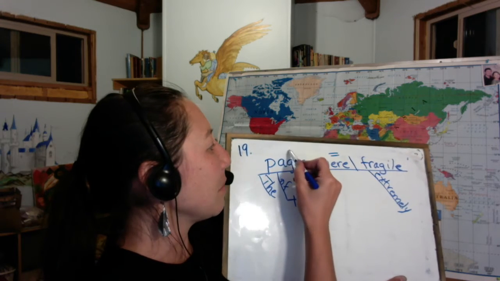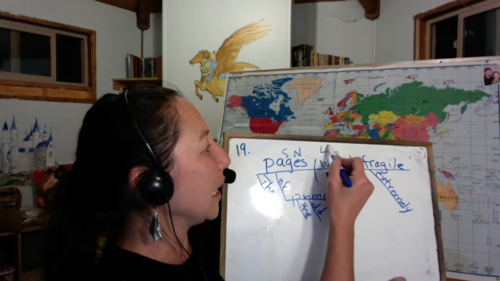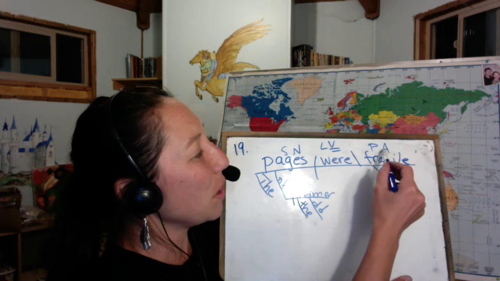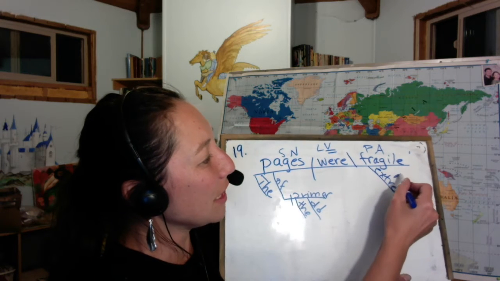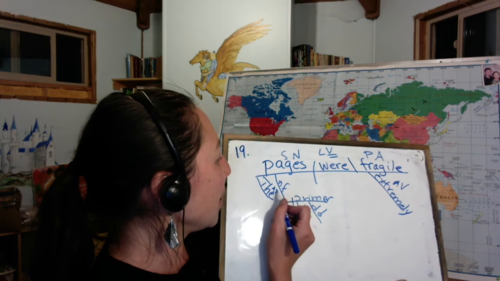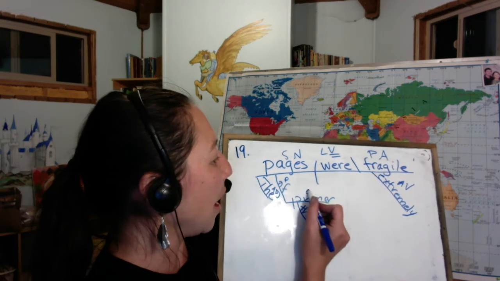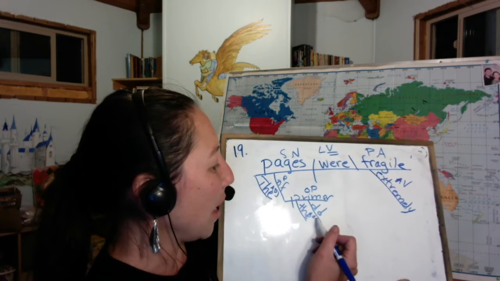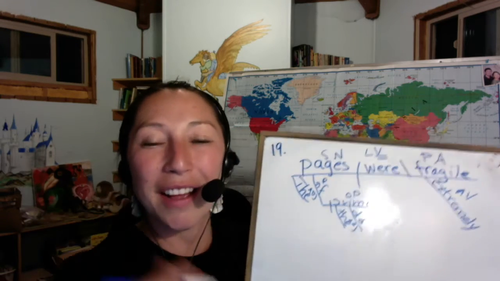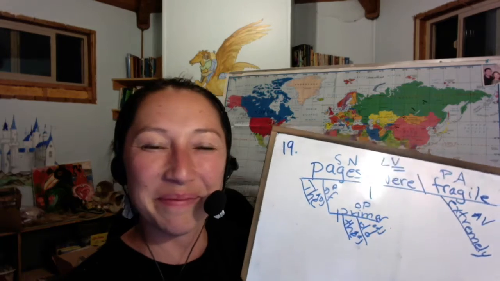Don't forget parts of speech. If I know that this is my subject noun, here's my linking verb. Fragile is my predicate adjective, but what modifies my adjective is an adverb. And here is another adjective, and here's my preposition and my object of the preposition, and more adjectives. So this just is a quick refresher on all those parts of speech.